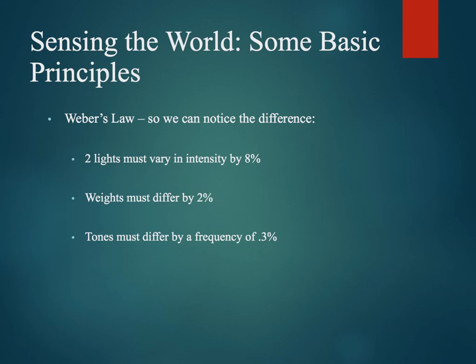So the difference between two light sources must vary in intensity by 8%. Two differences in weights between two objects must differ by 2%. Tones that are produced by two different sources must differ by a frequency of 0.3% in order for us to consistently tell the difference between the two. And that is the principle of Weber's law as it applies to difference thresholds, all right, processing different stimuli.